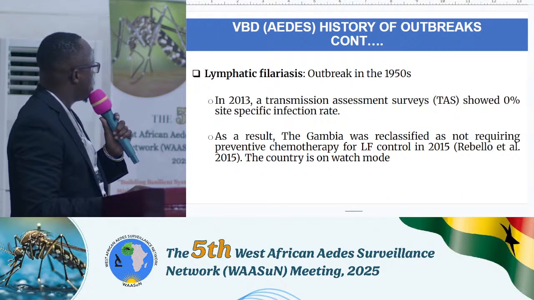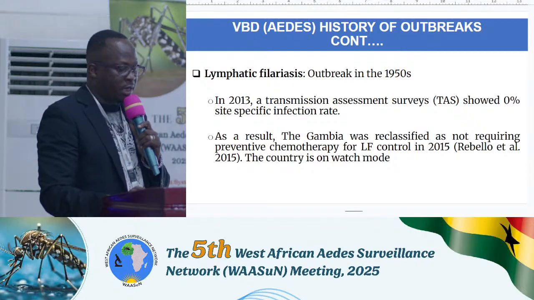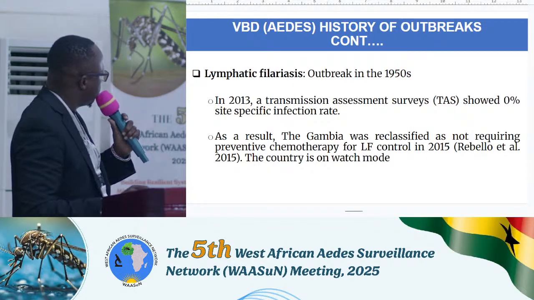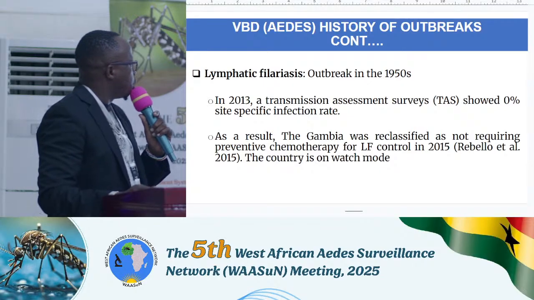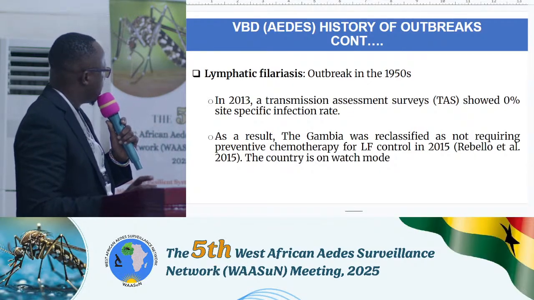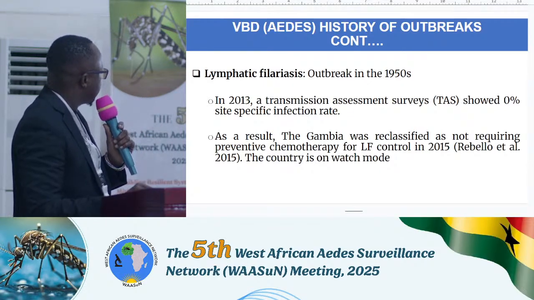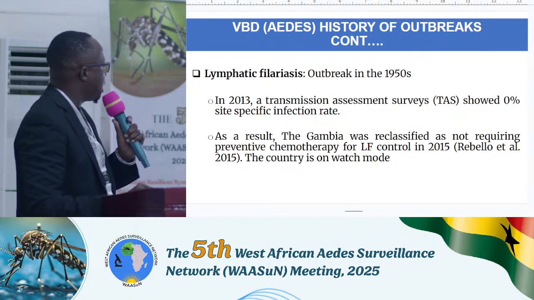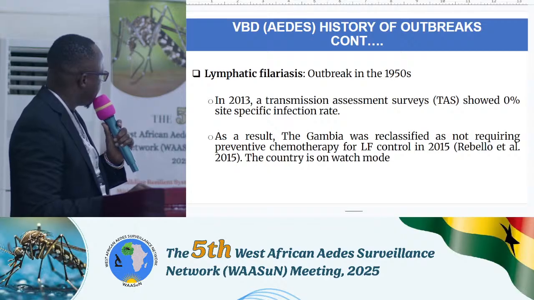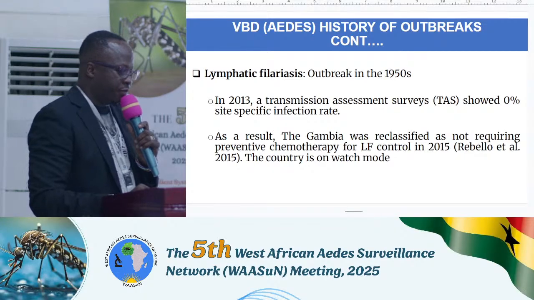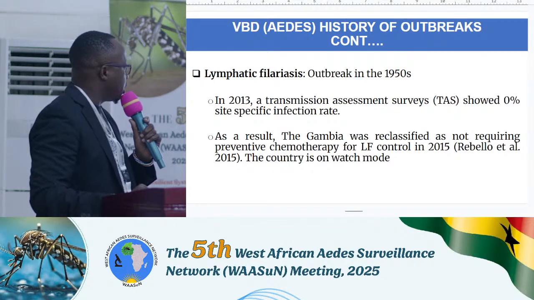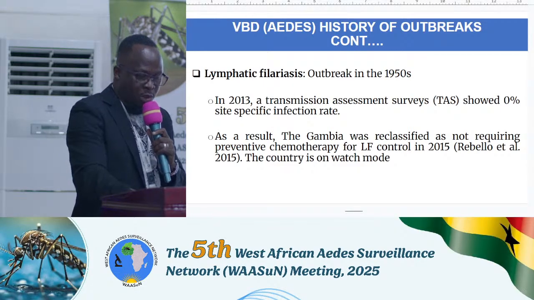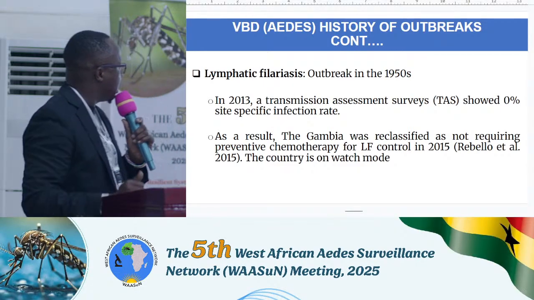Lymphatic filariasis outbreak also occurred in the Gambia in 1950. In 2013, a transmission assessment survey showed a zero site-specific infection rate of lymphatic filariasis. As a result, the Gambia was classified as not requiring preventive chemotherapy for LF control in 2015. A study was done in 2015, yet the country is still on watch mode for any of these outbreaks.